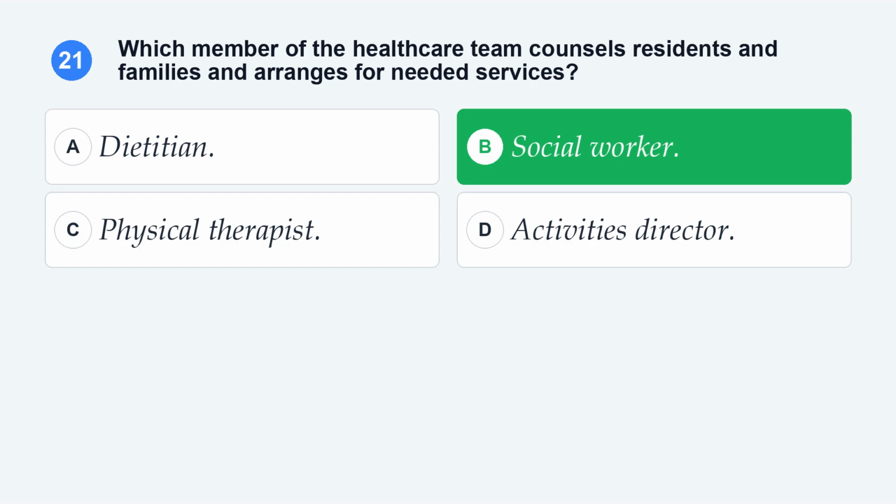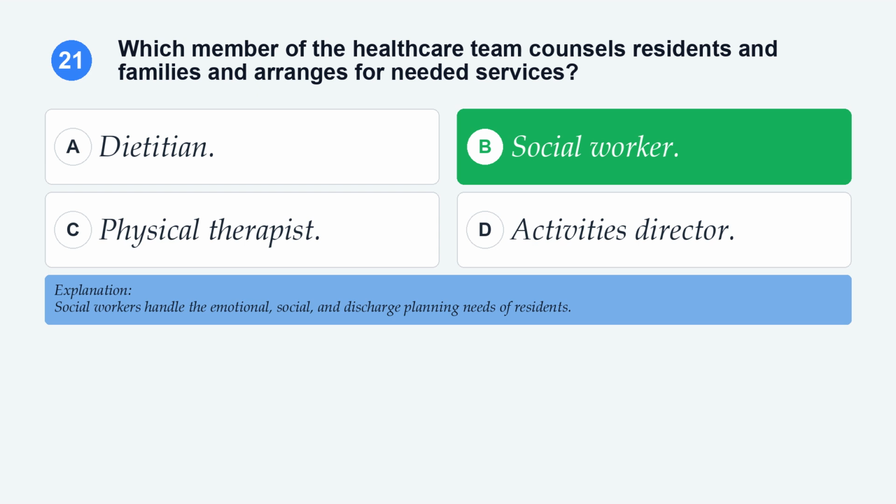The correct answer is option B. Social worker. Explanation. Social workers handle the emotional, social, and discharge planning needs of residents.